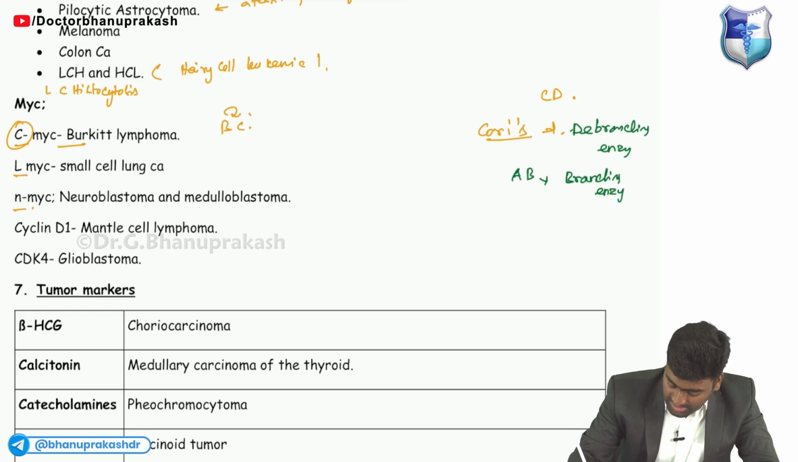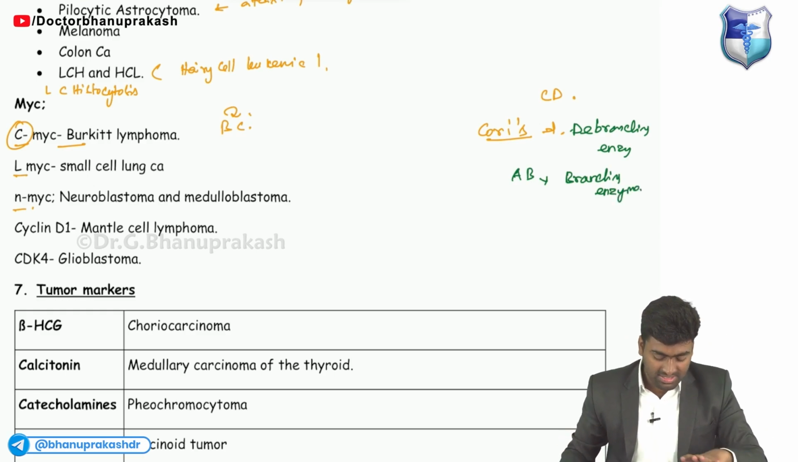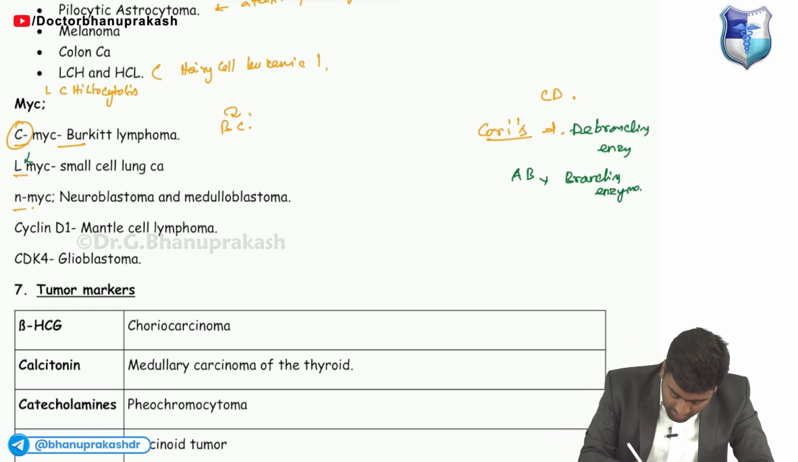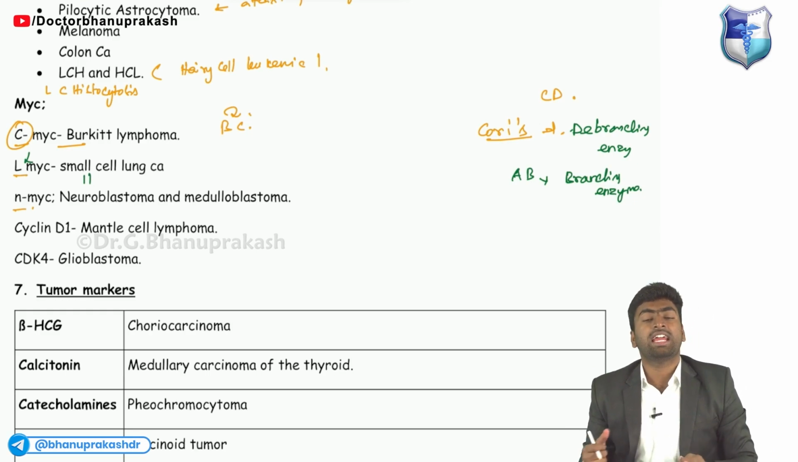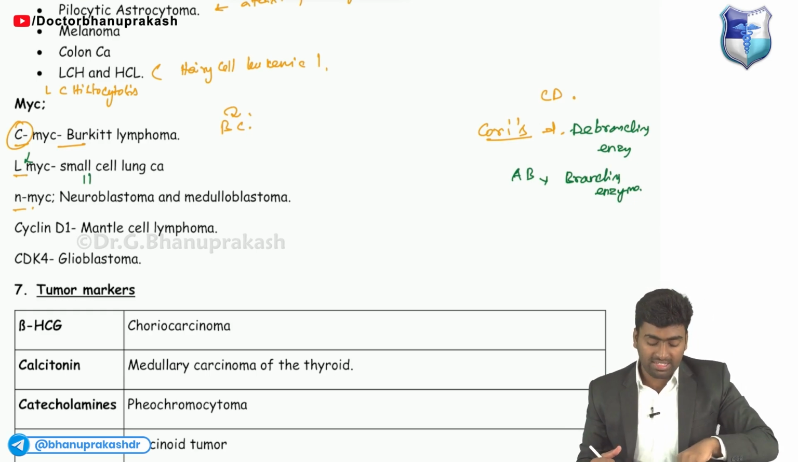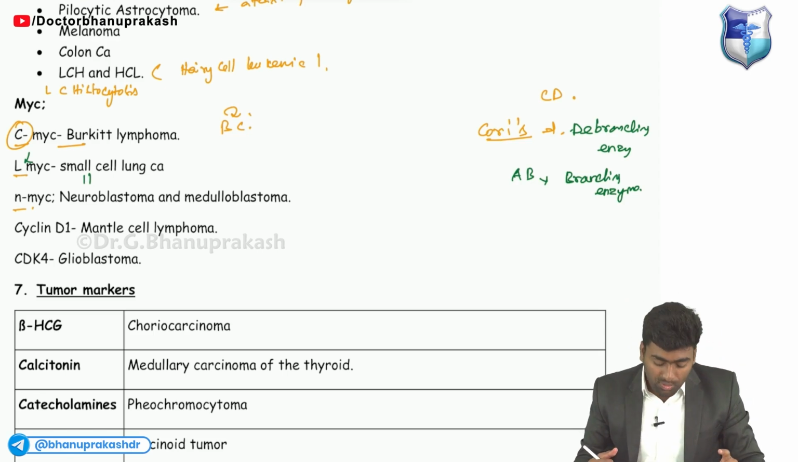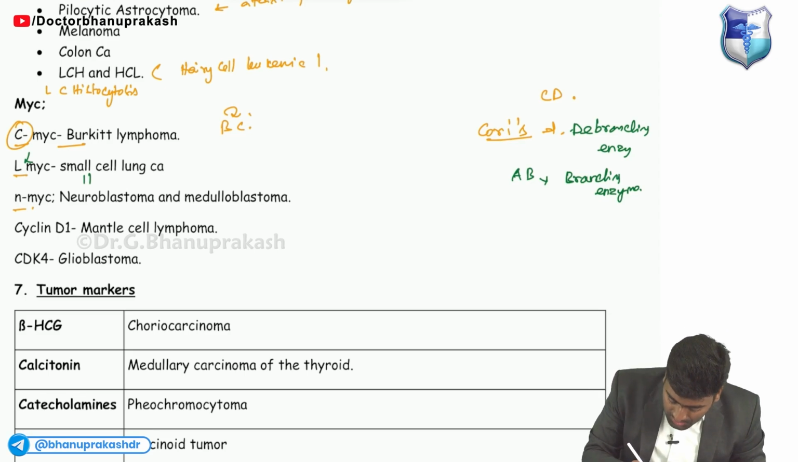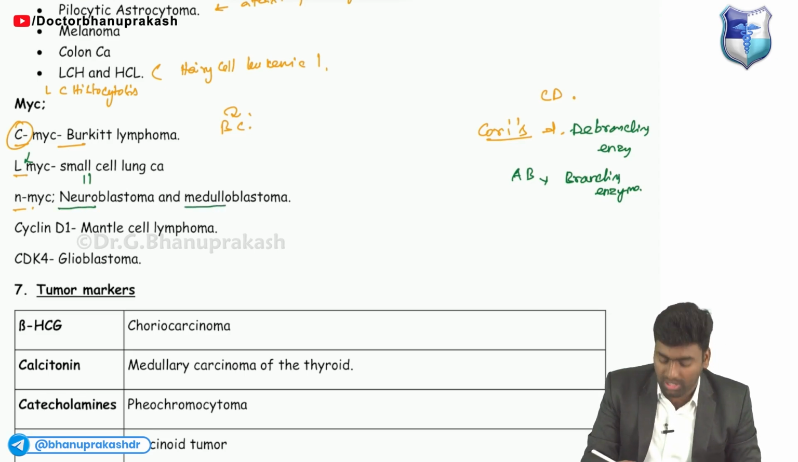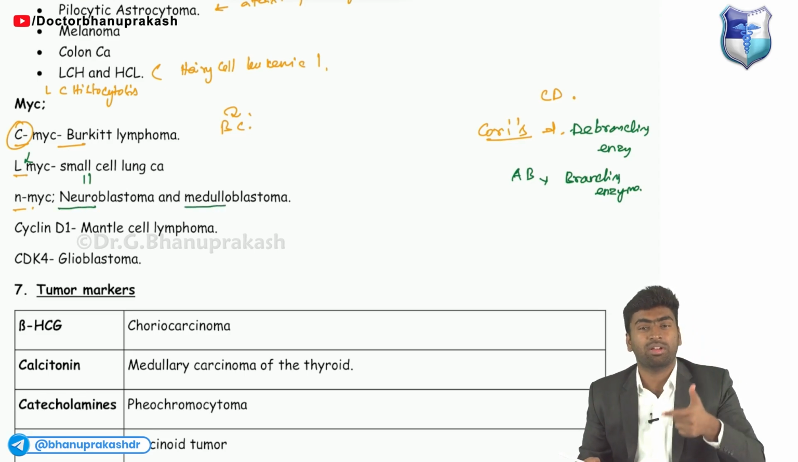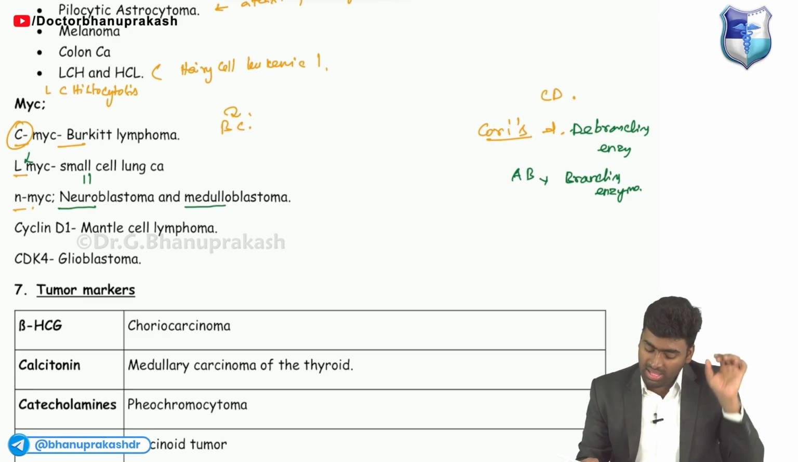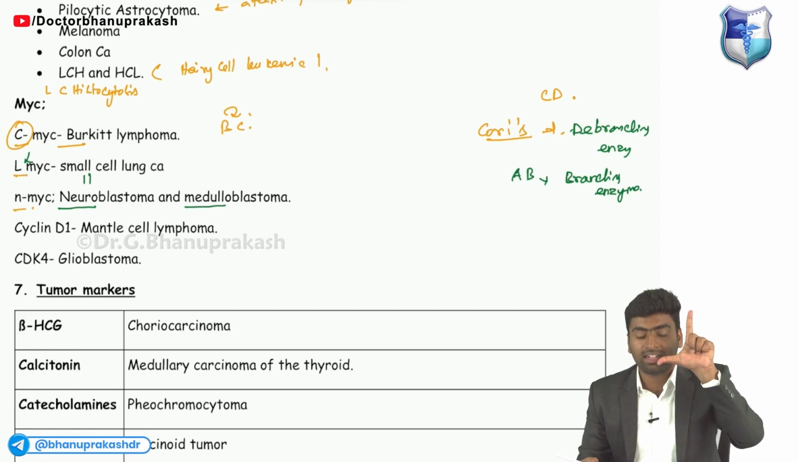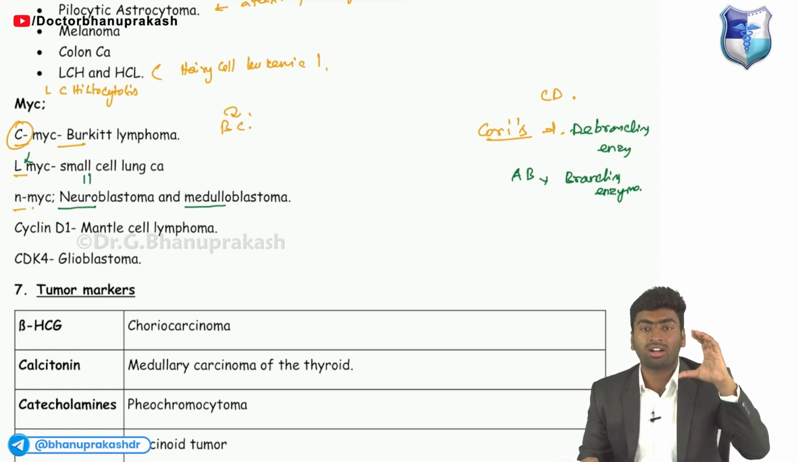And next, if you see, there is this next one. Remember L for L. It will be seen in a case of small cell lung cancer. So the first is for Burkitt's lymphoma, the second is for small cell lung cancer, and the third is for neuroblastoma and medulloblastoma, N and M.